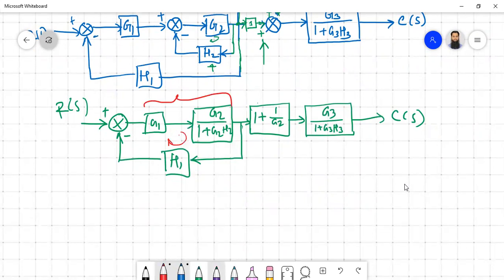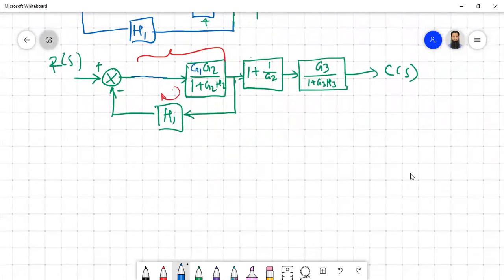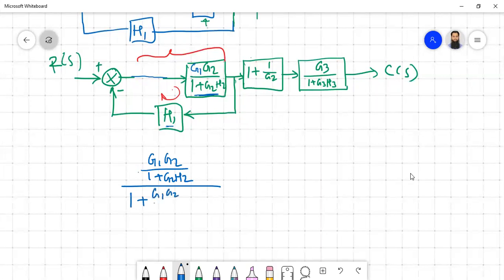For simplicity, you can just erase here. We can just skip one line. You can skip one line, just make it short, and G1 simply can be multiplied. Now you can apply the feedback formula. If you apply the feedback formula, then what we are going to find is the forward path gain, which is this whole thing, and this is your feedback gain. So forward path gain, G1 G2 by 1 plus G2 H2, divided by 1 plus forward path gain into feedback gain. So this is your big box.